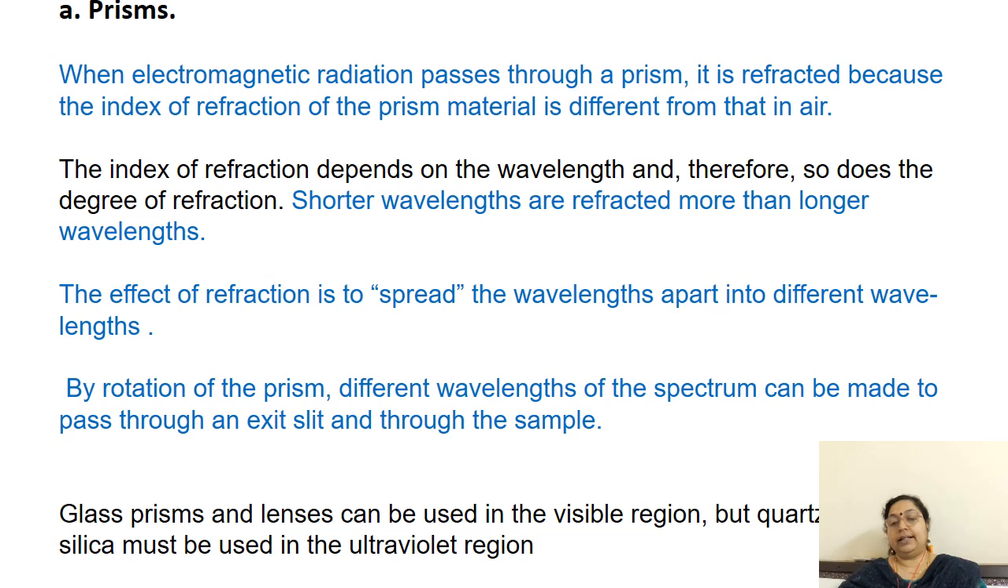Then in the visible spectroscope, inside the monochromator, this prism will be in a rotating mode. So different wavelengths of the spectrum can be made to pass through an exit slit and through the sample. Since it is rotating, at one time a particular wavelength comes out through the exit slit and passes through the sample cell.